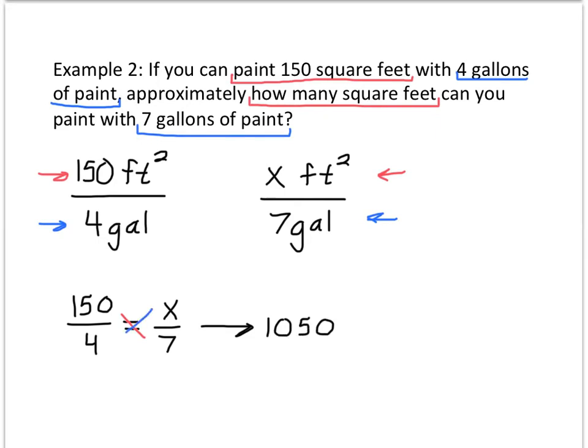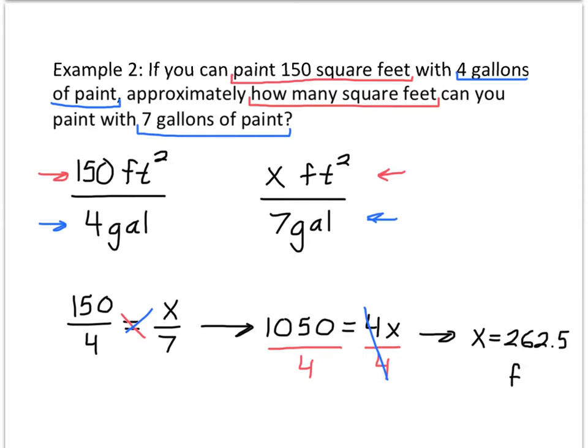And then cross multiplying here, I'm going to get 4 times x. So now to solve for our unknown x number of feet squared, I simply need to apply the inverse of multiplication by 4, which is division. 4's are going to divide to 1, and now I can simply simplify 1050 divided by 4, and it looks like we get that x is equal to approximately 262.5. And don't forget what we're talking about here. This is in terms of feet squared.